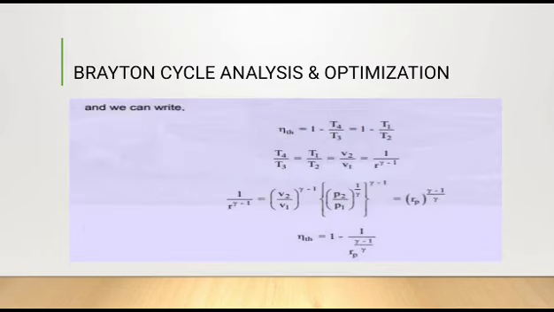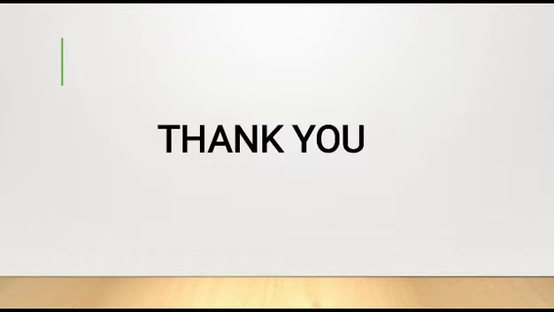And we can write eta Brayton is equal to 1 minus T4 by T3 is equal to 1 minus T1 by T2. T4 by T3 is equal to T1 by T2 is equal to V2 by V1 is equal to 1 by compression ratio to the power gamma minus 1. And then Brayton efficiency is equal to 1 minus 1 by Rp to the power gamma minus 1 by gamma. Thank you.